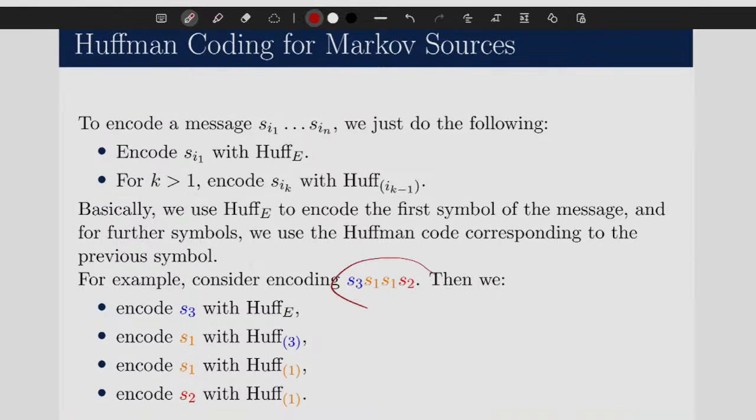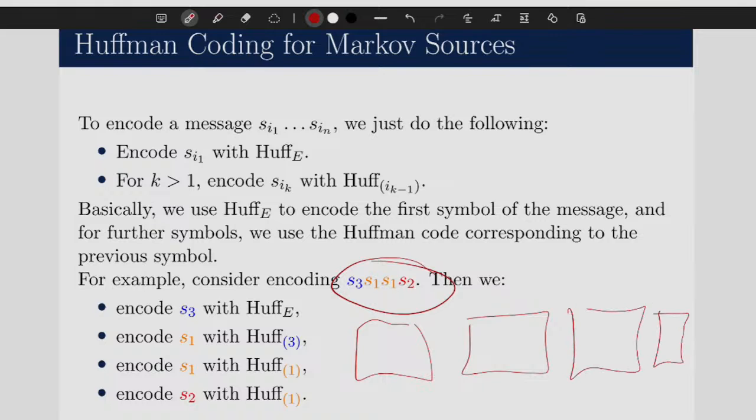When we're trying to encode something like this, S3, S1, S1, S2, it's written down here, but I'm going to read it out as well. You're going to end up with basically 3 chunks of Huffman codes, and that's going to be Huffman 1, Huffman 2, Huffman 3, and Huffman E.